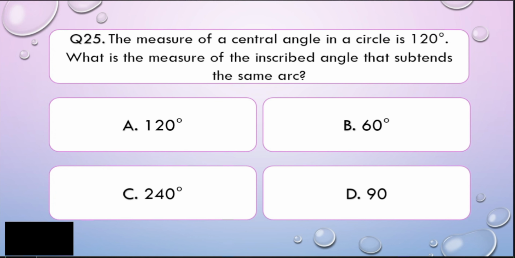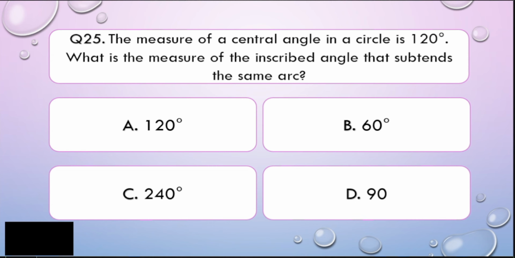All right, math learners, the relationship between the central angle and its intercepted arc is that they are equal. So central angle and its intercepted arc are equal. So if it is 120, then the intercepted arc is also 120. However, the question here is what is the measurement of the inscribed angle that subtends the same arc? Okay. Now, if that arc that we are talking about, that 120, has also an inscribed angle, what would be the measurement of the inscribed angle?